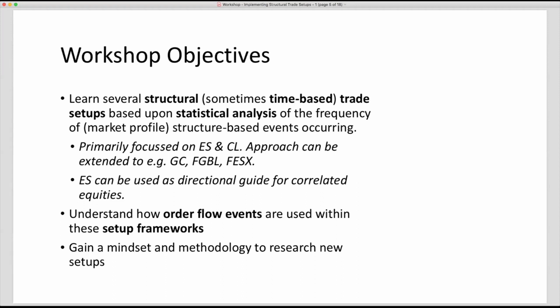What we'll also do is understand how events in the order flow are used within the frameworks of these setups. And I'll go through this a bit more because I'm going to give an example walkthrough of one of these setups. And as I alluded to, I want you to gain a mindset and methodology to research new setups. Nothing stays constant in trading. These setups are statistically sound, have been for a while. We'll see how they've changed over the past month as the volatility has changed, but it's about a way of thinking.